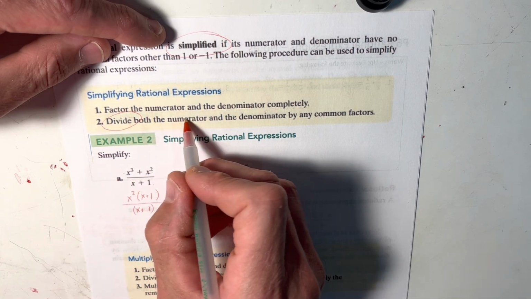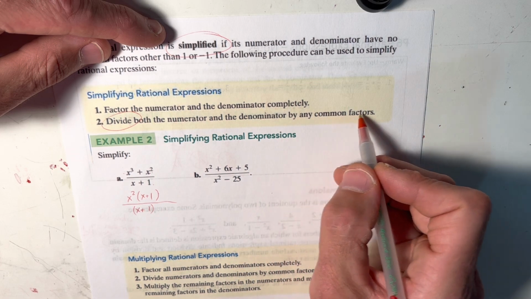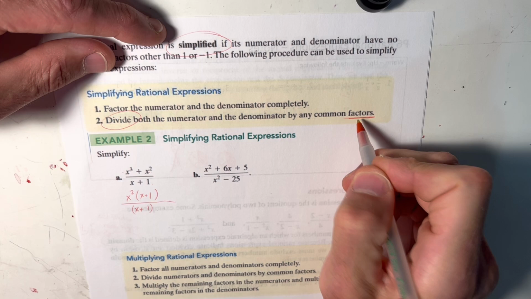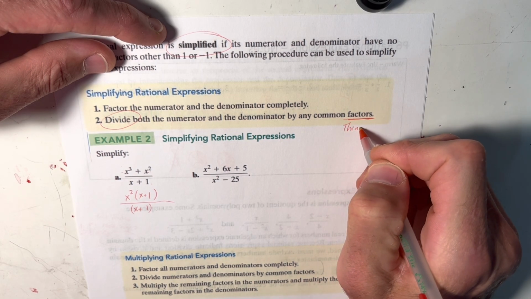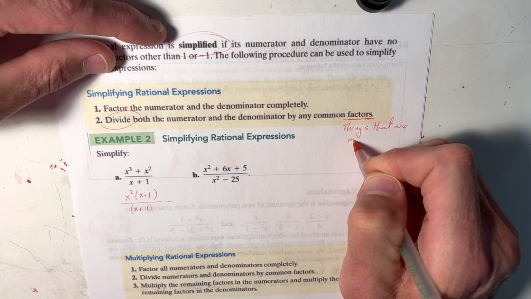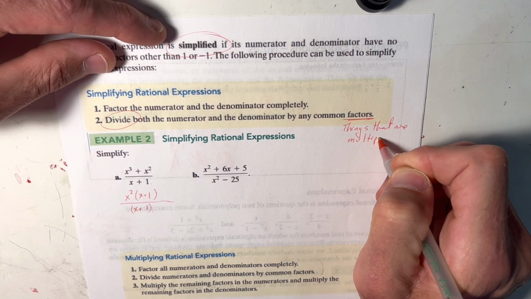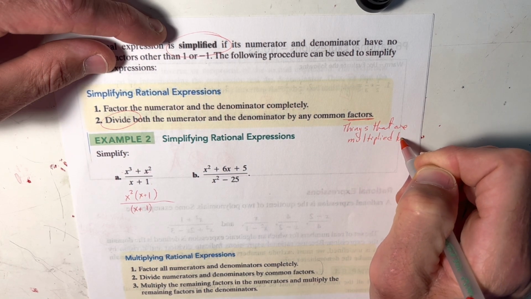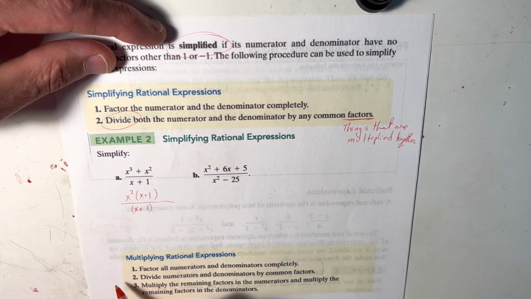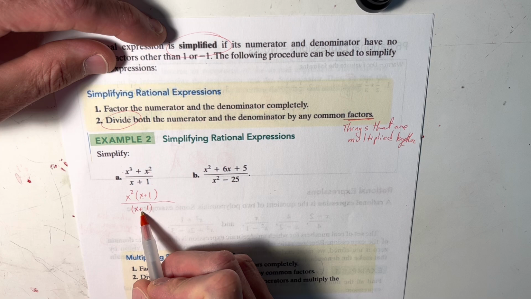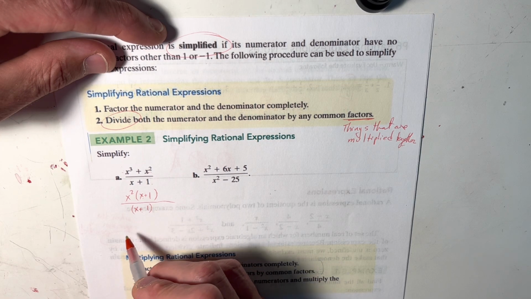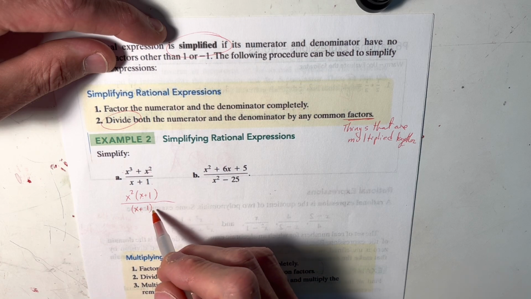And now it says divide both the numerator and denominator by any common factors. So in this case, what I have to look at, remember, factors means things that are multiplied together. Right? And in this case, x squared and x plus 1 are multiplied together. x plus 1 is also the only factor on the bottom here. So what's common?